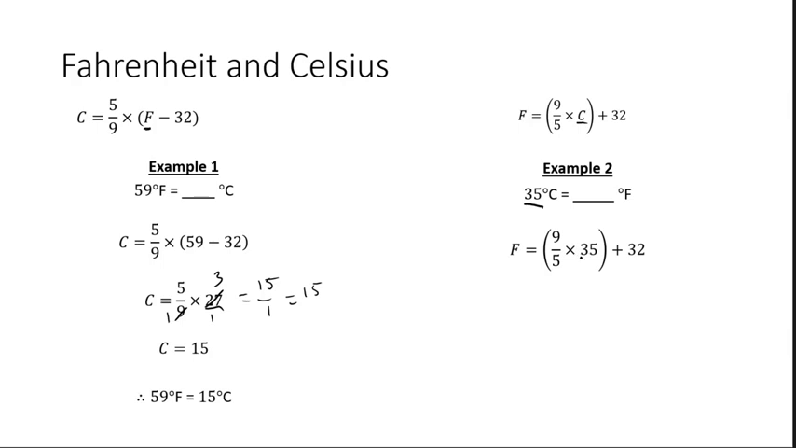When you multiply, you do that first. 35 over 1. You can simplify it before you multiply. 5 and 35, divide both by 5. That gives you 1 and 7. So what we have on the top is 9 times 7, which is 63, over 1, which is just 63. So we have 63 plus 32. When you add that together, we get our answer of 95. So F is 95, which means that 35 degrees Celsius would equal 95 degrees Fahrenheit.